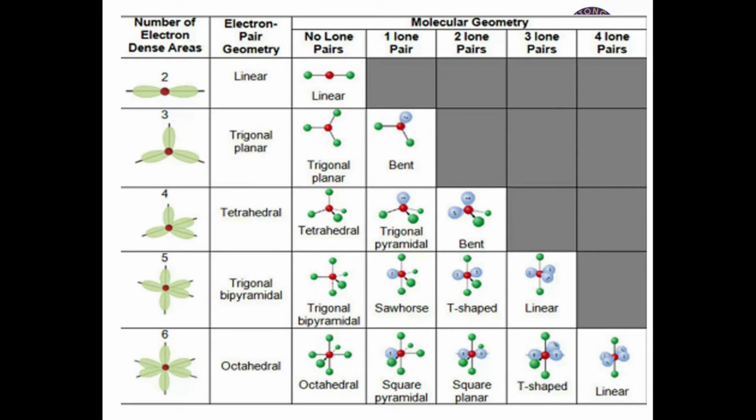If the number of electron dense areas is 6, then electron pair geometry will be octahedral. With no lone pairs, molecular geometry is also octahedral. And with one lone pair, molecular geometry will be square pyramidal. With two lone pairs, molecular geometry will be square planar. And with three lone pairs, the molecular geometry will be T-shaped. And with four lone pairs, it will be linear. So here you can see the electron pair geometry and molecular geometry will be different if lone pairs are present, that is one lone pair, 2, 3, 4, that's it. Clear?